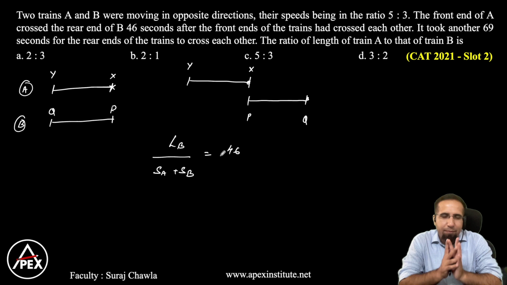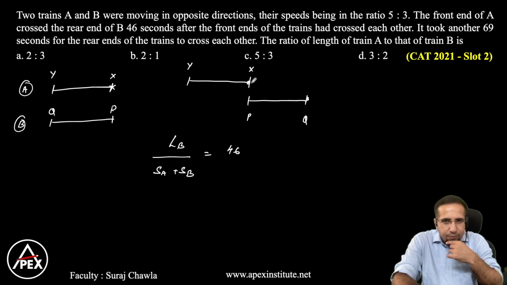So from this point in time, if I want both the rear ends to cross each other, that means Y has to cross this. So if I keep on moving forward, Q will cover the length of train A. Only in that case the rear ends will cross each other. This point has to cross this. So this point will keep on moving and has to cross this.